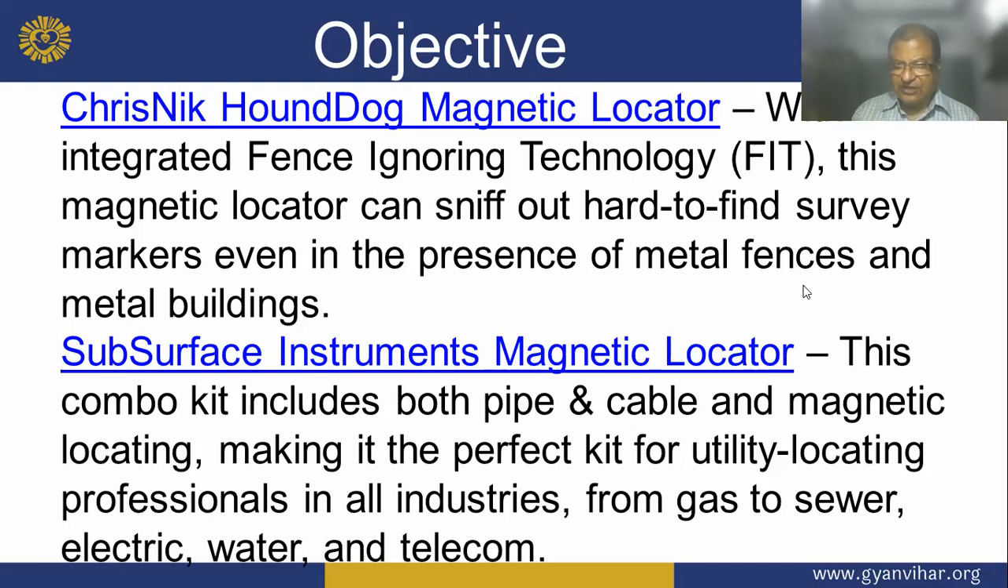Now, subsurface instrument magnetic locator. This combo kit includes both pipe and cable and magnetic locating, making it the perfect kit for utility locating professionals in the industry, from gas to sewer, electric, water and telecom.